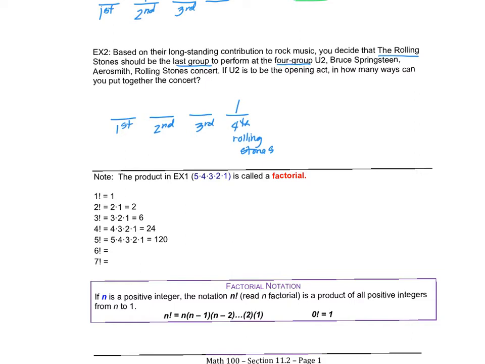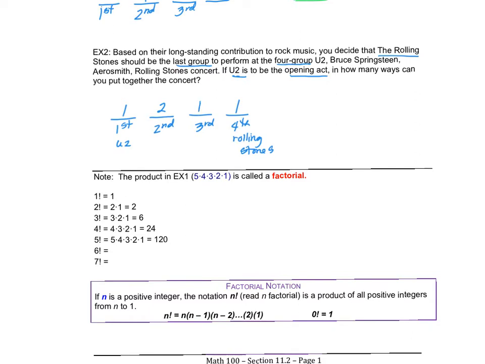All right, and I also have another condition. U2 is the opening act. So when I think about who's going to perform first, I only have one choice. Remember, what I'm writing down is the amount of choices I have. That has to be U2. I can't use a group more than once. So when I think about who's going to play second, I can only choose Springsteen or Aerosmith. So I only have 2 choices for who's going to go second. Once I've chosen who's going to perform second, now I only have one group left.